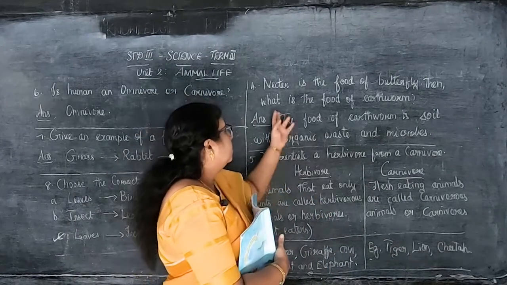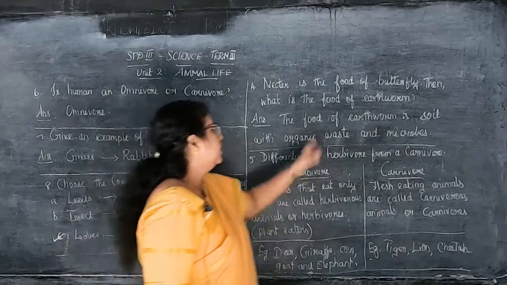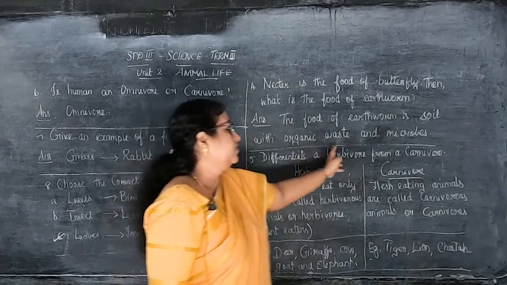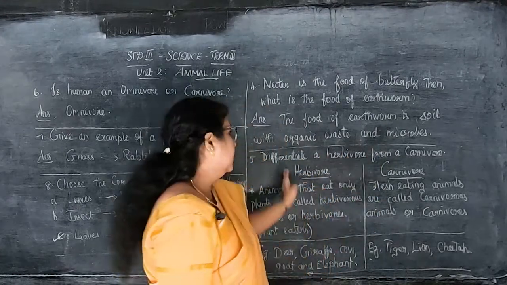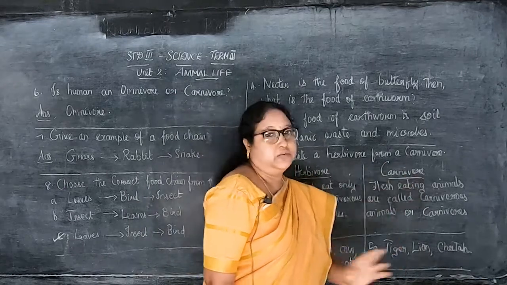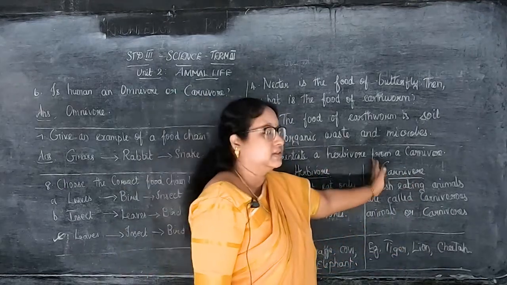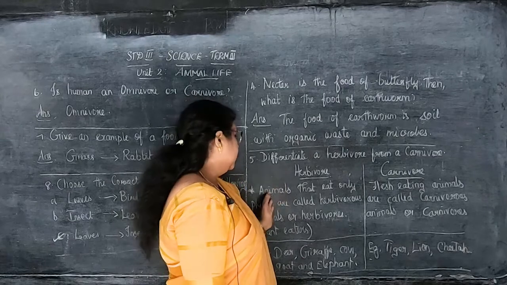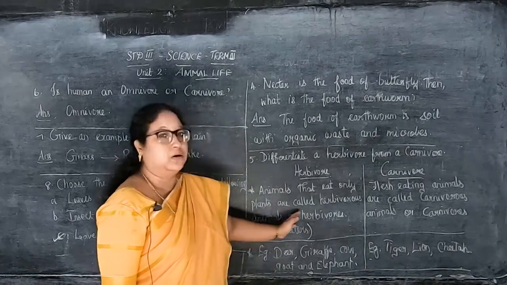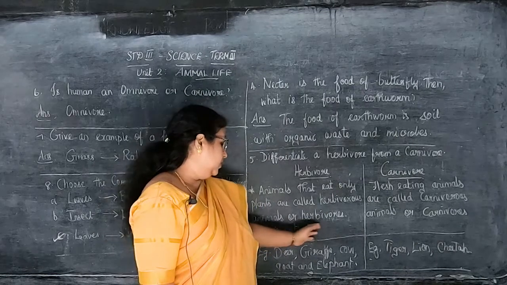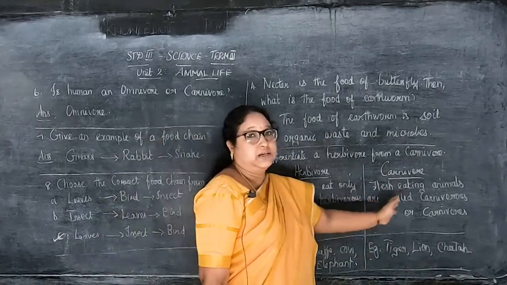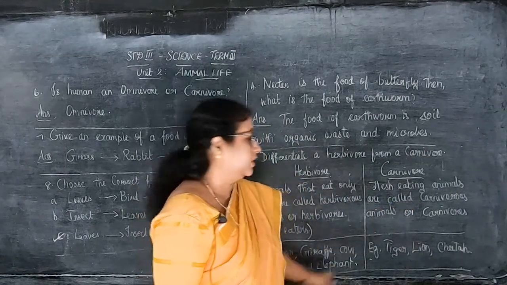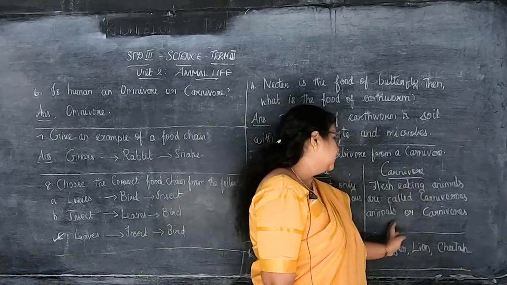So once again we'll read out. Nectar is the food of butterfly, and what is the food of earthworm? The food of earthworm is soil with organic waste and microbes. Then differentiate a herbivore from a carnivore. So first we have to write herbivores and carnivores like this. You have to divide the page into 2 properly. Okay, children. Then first you have to write herbivore. Animals that eat only plants are called herbivorous animals or herbivores, plant eaters. Then next you have to write the carnivores. That side you have to write first. So first 2 points you have to write first, children, and then only go to the second point. Flesh-eating animals are called carnivorous animals or carnivores.